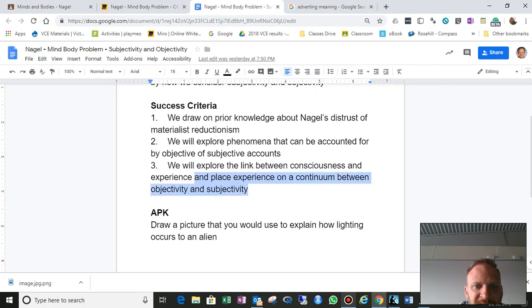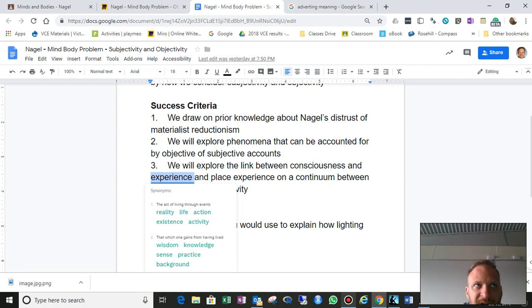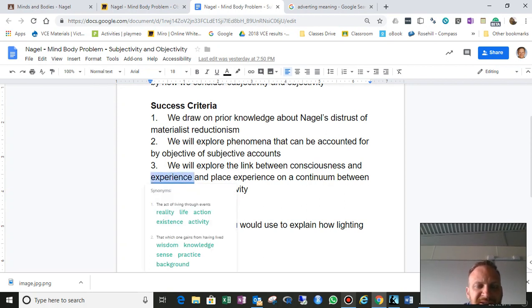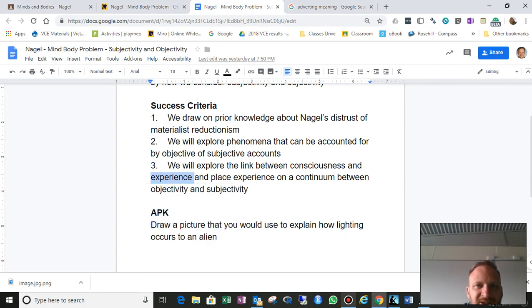Did we explore consciousness and experience? Yes, consciousness isn't the same thing as experience. Consciousness is the fact that you have a point of view. Experience is what is happening in the moment of time when you have that point of view. And we can see the correlations it has with some brain states, so it involves a little bit of an objective account. And again, we placed it on the continuum when we had a look at the diagram.